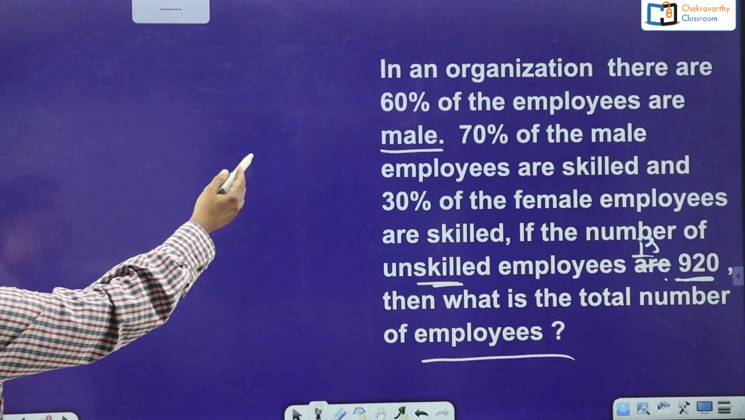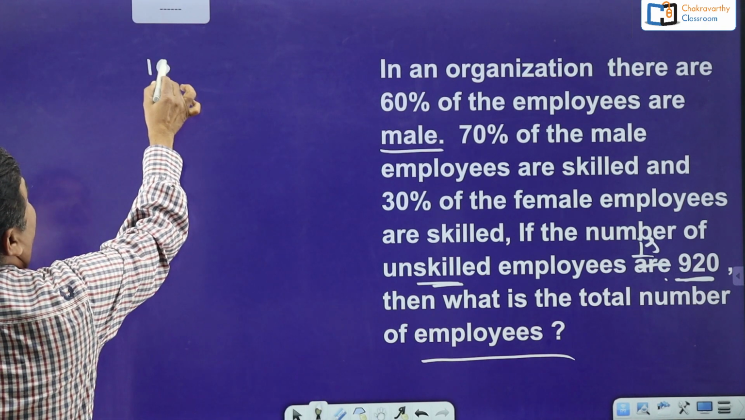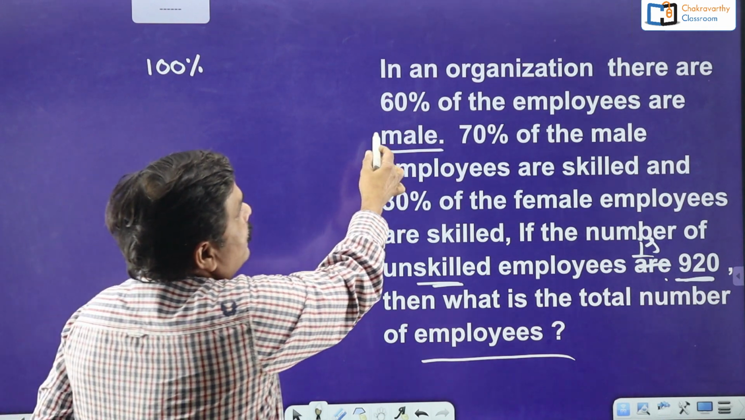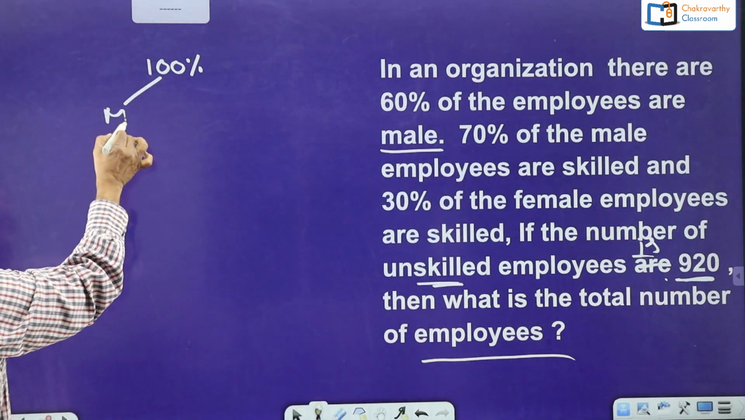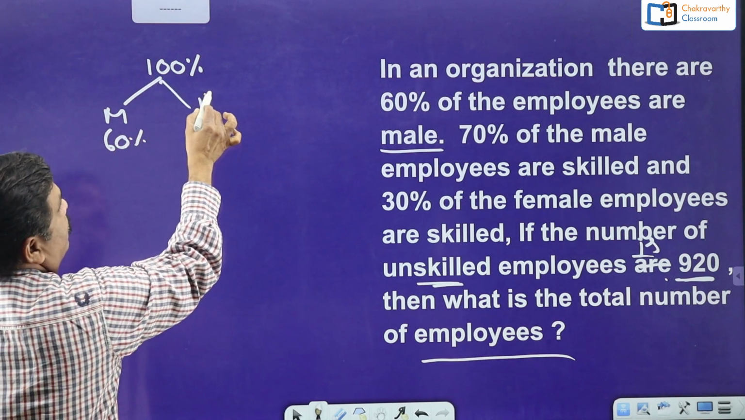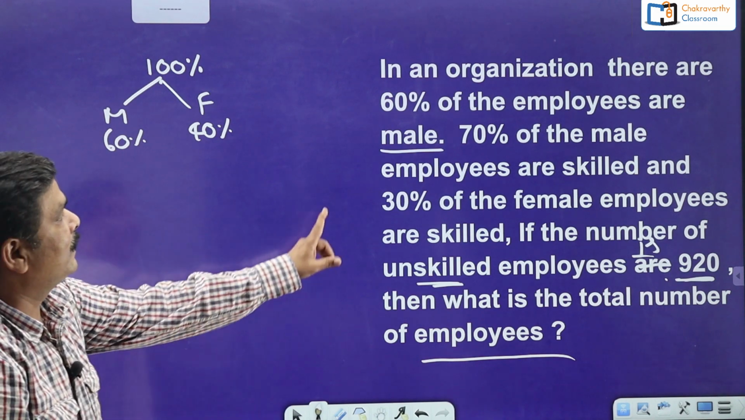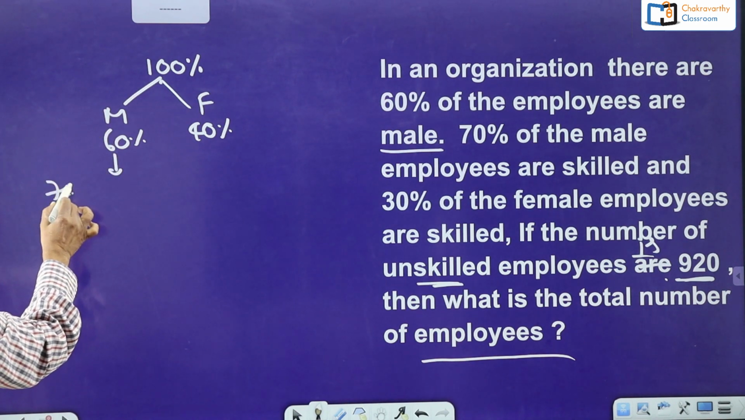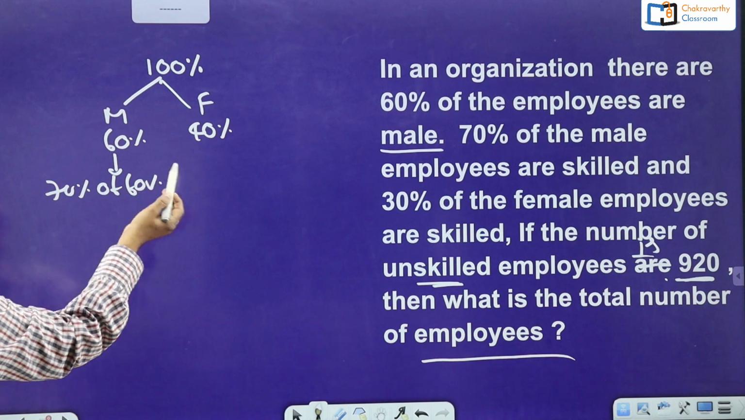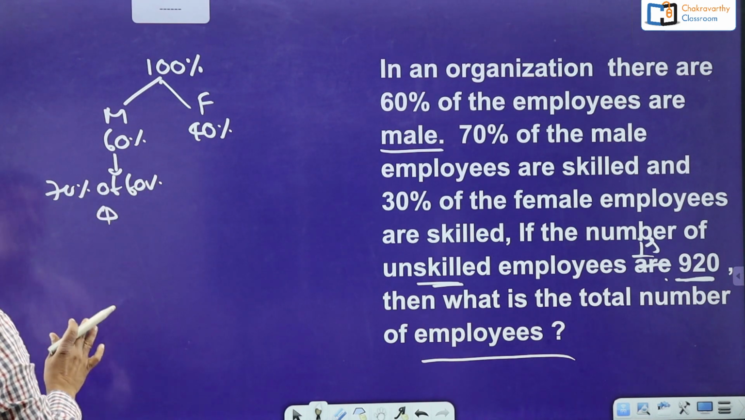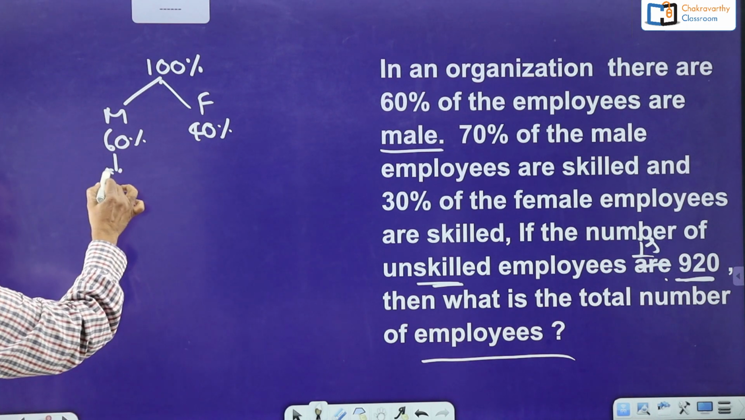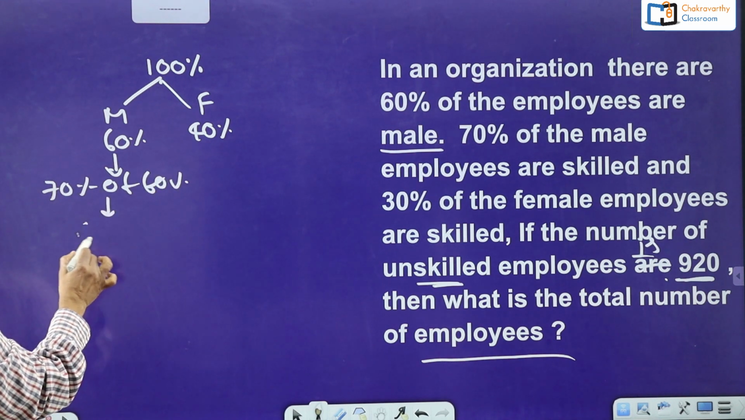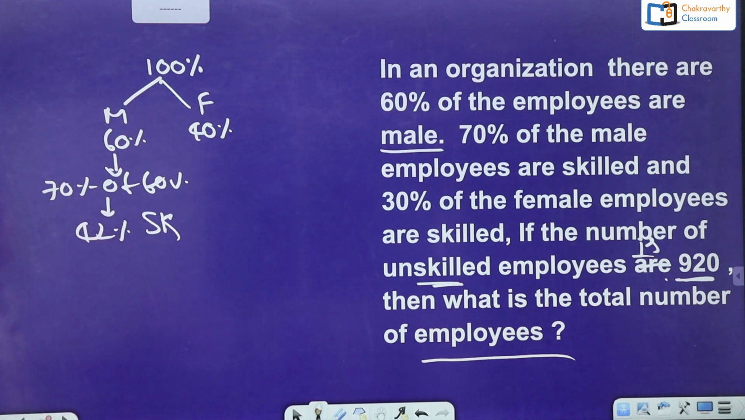Okay, how to go for this one? First, let's start this way. Let's take total employees as 100%. You can even take the number 100, that's up to you. Now I'm taking 100% directly. 60% are male, so the remaining 40% should be female. That's it. Next, 70% of the male employees are skilled. So skilled male employees is 70% of 60%. What is 70% of 60%? 7 sixes are 42. So 70% of 60% is 42%. Now 42% are skilled male employees.